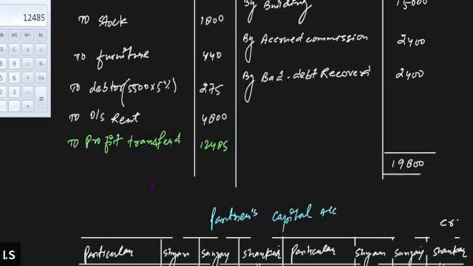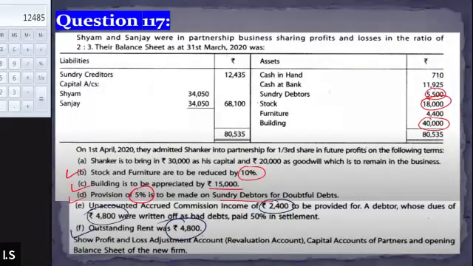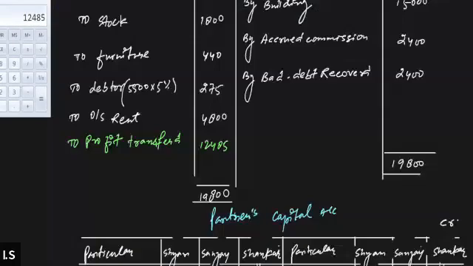And this profit will be distributed between the partners in their old profit sharing ratio. The old profit sharing ratio for both the partners was 2:3, as given in the second line of the question. That means we need to distribute this 12,485 in the profit sharing ratio. Just distribute it. Both of you, Sania and Aman, just distribute 12,485 in their profit sharing ratio and let me know what value you are getting.